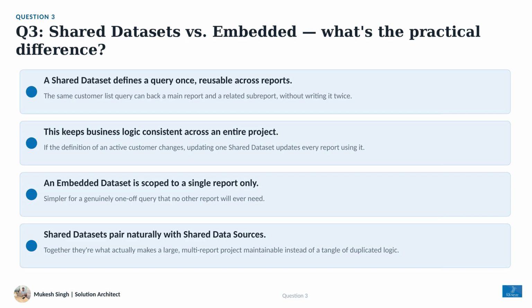An embedded dataset is scoped to a single report only, simpler for a genuinely one-off query that no other report will ever need. Shared datasets pair naturally with shared data sources. Together they're really what makes a large, multi-report project maintainable instead of becoming a tangle of duplicated query logic scattered everywhere. Mentioning that large cross-system joins belong upstream, not in the report layer, shows genuine architectural judgment beyond just knowing the lookup function exists.